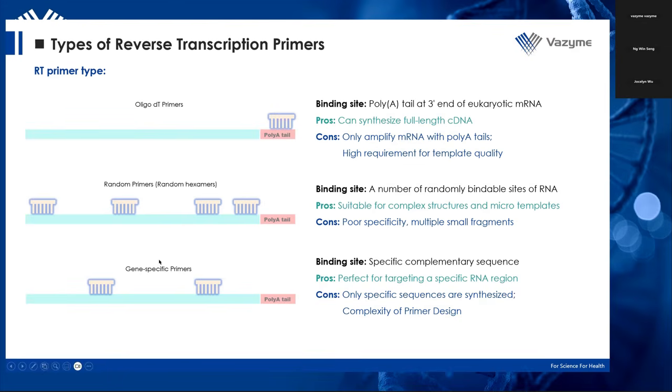And then next you have the gene-specific primers. So this one, instead of randomly binding on random sites of the RNA, only binds to specific sites. With gene-specific primers, you need to design them based on your specific target region. So that's the additional cost there. And you can only synthesize specific sequences. So you get fewer results, basically.